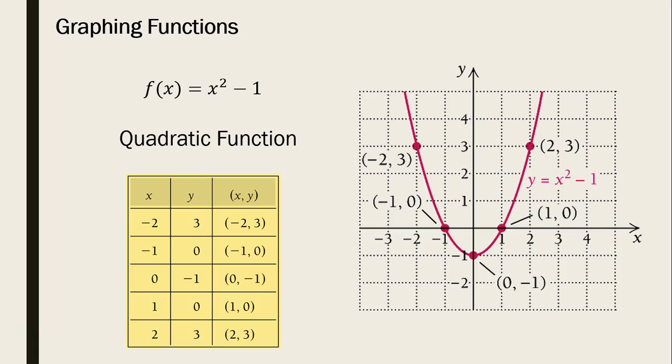This one opens up, which means that its vertex is the lowest point on the graph. It's a minimum. You'll also notice that parabolas are always going to be symmetric. So if after you graph your points, your parabola looks lopsided, it's time to go back and check your points and see if maybe something is off a little bit.